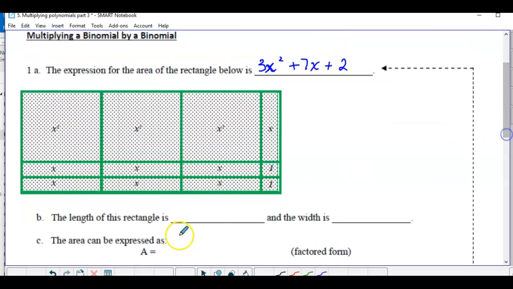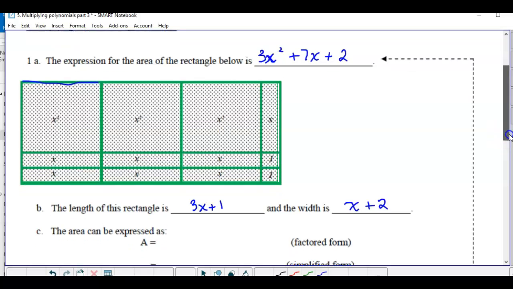Now, I want you to state what the length of the rectangle is. So that's the long part here. So remember, this side of x squared is x. So we've got 3 of them. So that's 3x plus 1, because the long side of the little x tile is x and the short side is 1. So the length is 3x plus 1. And the width this way is 1x plus 2. We don't have to show the 1 in front of the x.